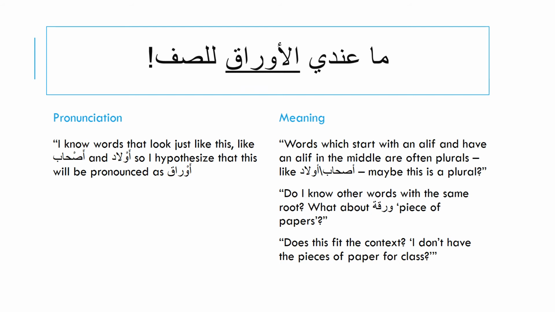You can think, well, if that's the pattern, we can think of the root with waw, ra, and qaf in it, right? Do we know any other words with that root? We do, if we remember our alif ba, which we probably don't. Ma'alish. We learned the word waraqa, a piece of paper. Then you can think to yourself, does this make sense? Does this plural, pieces of paper, fit the context? I think it's a pretty good guess, right? I don't have the pieces of paper for the class, right? I forgot my handouts. Oh no, I need to run all the way back to Swan.